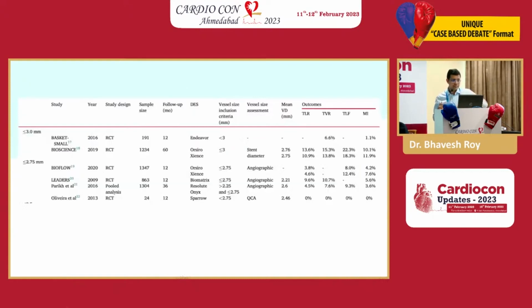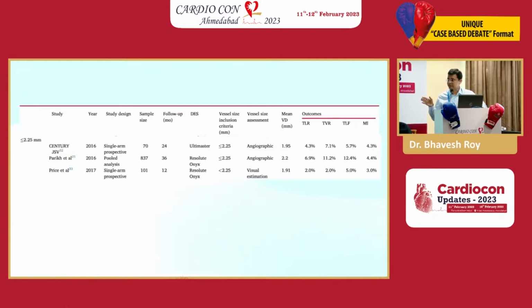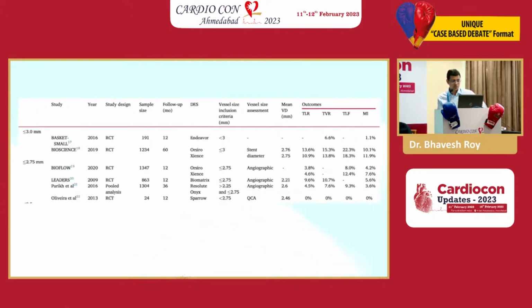So this is the trial for 3 millimeter, the same BASKET trial, which had an arm of the drug-coated balloon also, BASKET-SMALL trial. Then this is for the 3 millimeter vessel. Now 2.75, BioFlow, LEADERS and the Orsiro. So we are coming to another trial, 2.25 data, less than 2.25 data. We have 70, 835 and 101 patients for the less than 2.25 vessels, and we can see the TLR in the range of 4, 6 and 2. TLR is quite low. If I go back to the previous slide, see the data of 2.75, 1300, 800, 1300 patient sample size with the vessel size of 2.75.